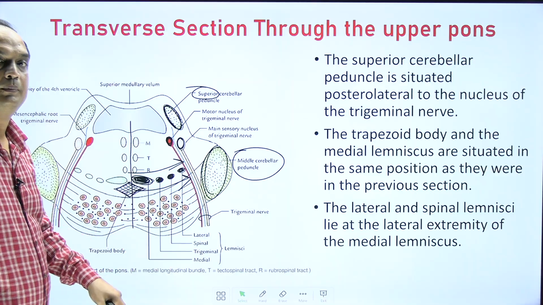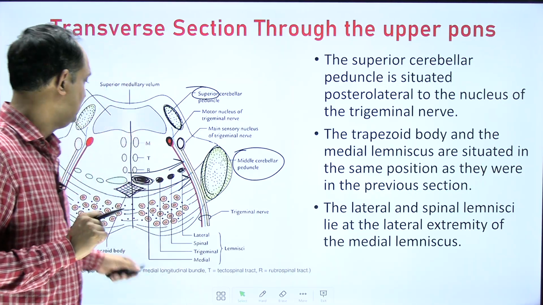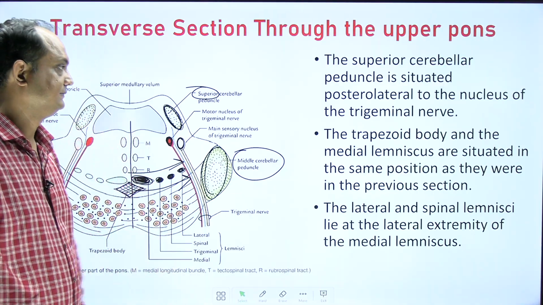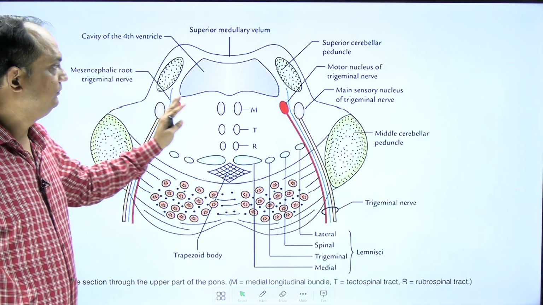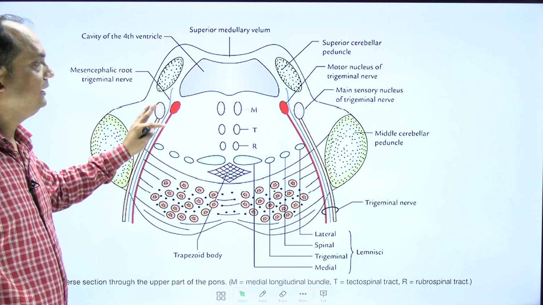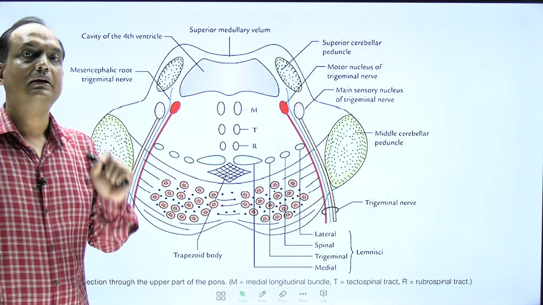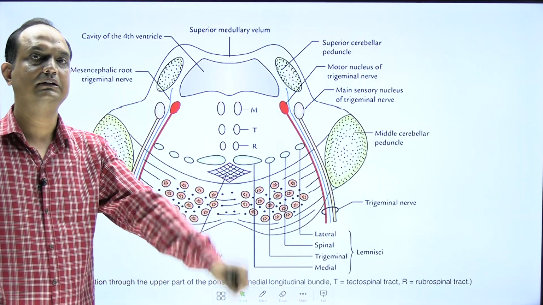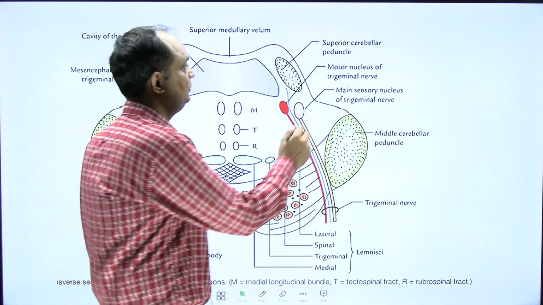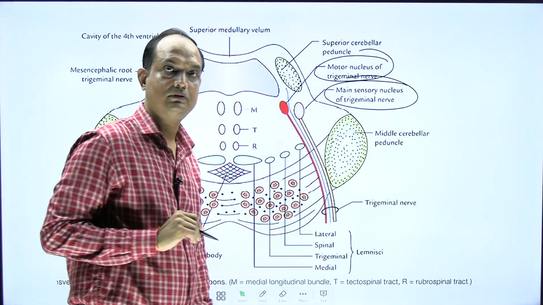But in the lower pons, you have only two lemnisci, medial and spinal. Here, other than medial and spinal, you also have trigeminal and lateral lemniscus. So at the end, this upper part of the pons is also known as the section at the level of trigeminal nuclei. Whenever you have this phrase, section at the level of trigeminal nuclei, two words always strike your mind. You have to draw the motor nucleus of trigeminal and the main sensory or chief sensory nucleus of trigeminal.